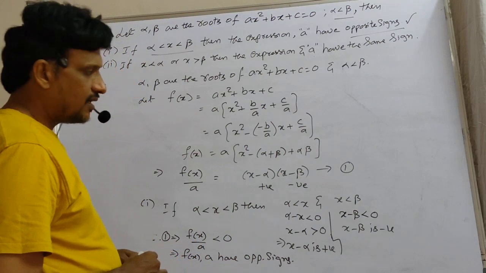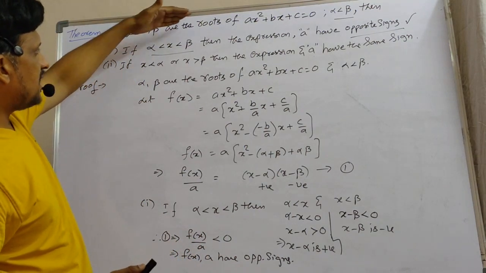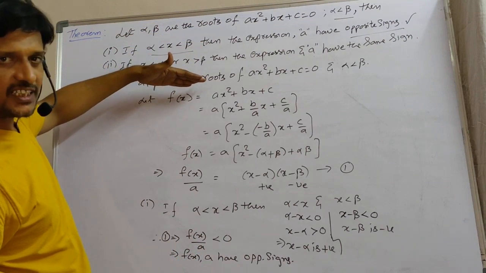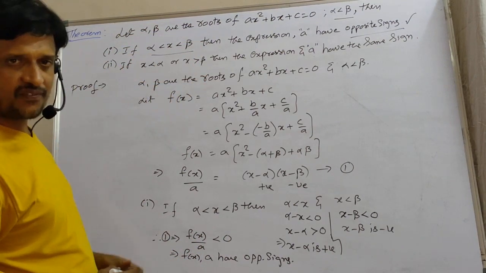So that is the required one. That means, again observe this one. Consider the given polynomial expression, quadratic expression, that is ax square plus bx plus c. Suppose this is f of x.